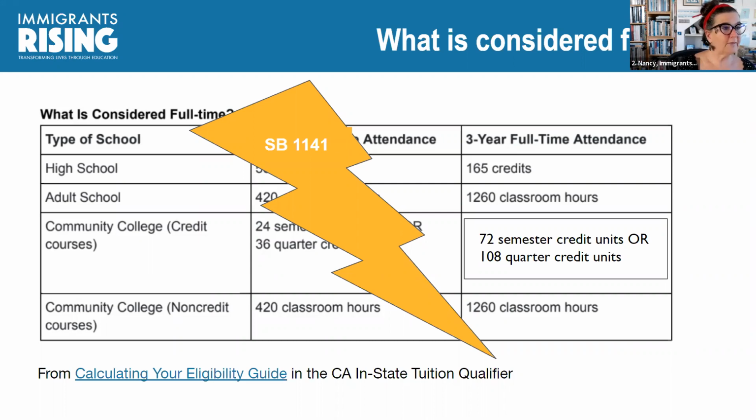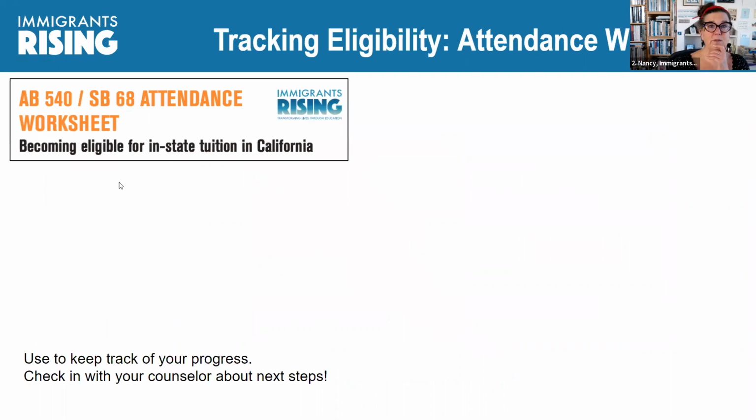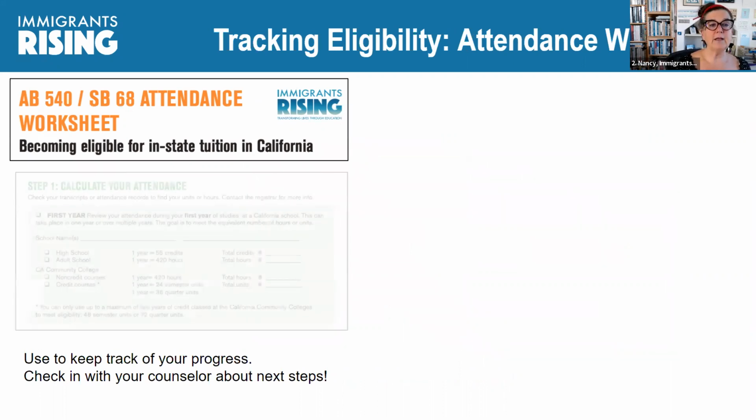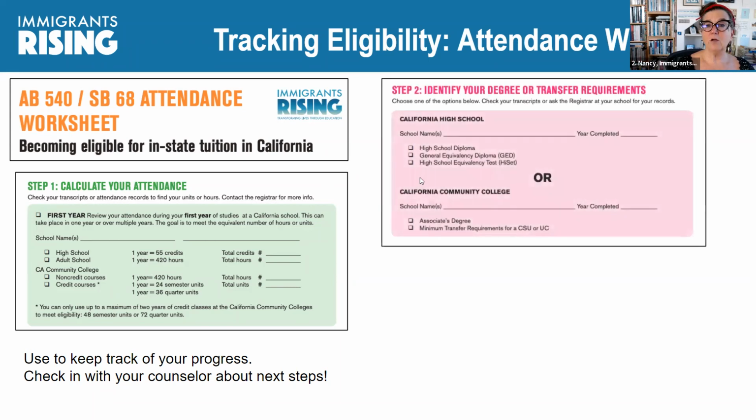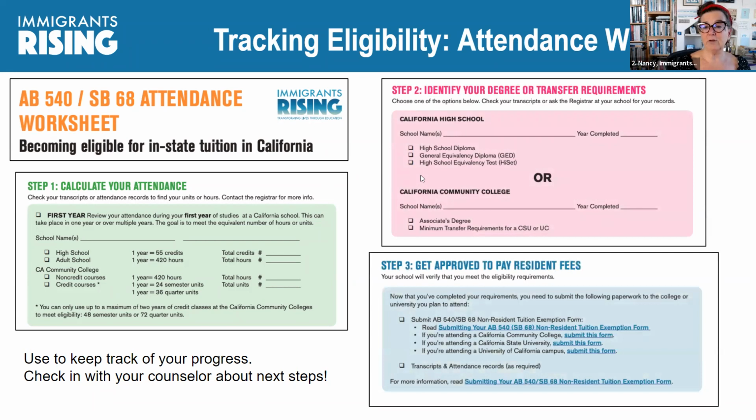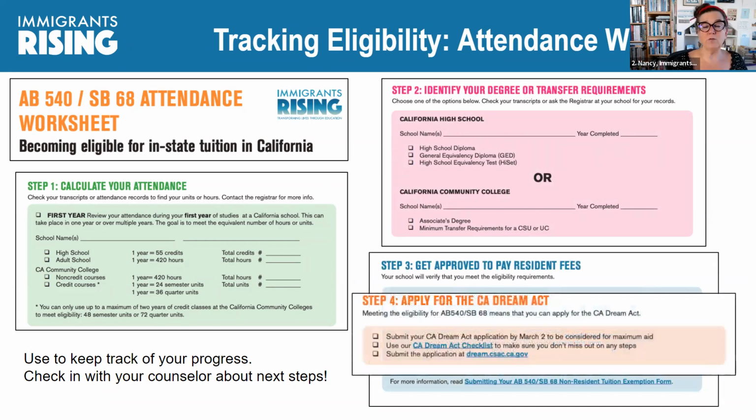And then in terms of how can students track eligibility? We have an AB 540 SB 68 attendance worksheet, which we're now calling the AB 540 worksheet, and it helps students actually calculate their attendance. The first year of attendance, did I do that in high school? Did I do that in adult school? Did I do that in my non-credit courses and my credit courses? And so they also can identify their degree and transfer requirements and get approved to pay resident fees by actually turning in their affidavit.